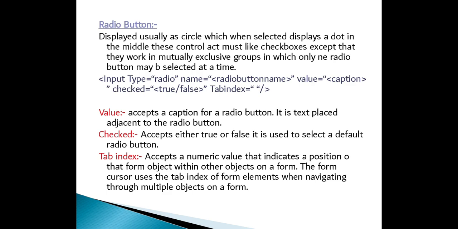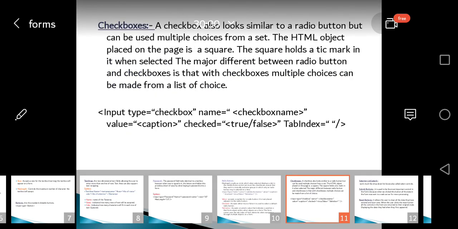Okay, next we have tab index, which accepts a numeric value that indicates the position of that form object within the other objects on a form. The form cursor uses the tab index of form elements when navigating through the multiple objects of a form. So here you can add other attributes also, like type, name and all. Okay, it specifies the radio type and a radio button name. Okay, so this is about the radio button.